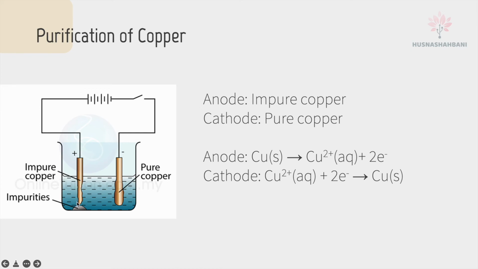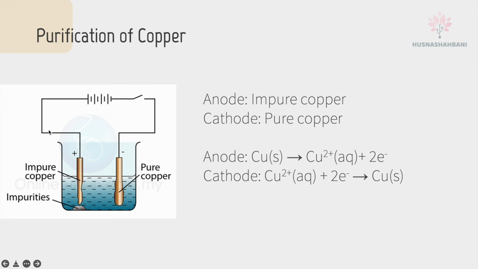Here at the anode, we know that oxidation means losing electrons. So copper solid here will lose electrons to become Cu2+. The Cu2+ will dissolve in the electrolyte, becoming an ion in the electrolyte. The electrons are released, and the impurities will be left here, because they are not involved. Only the oxidation reaction is involved here.